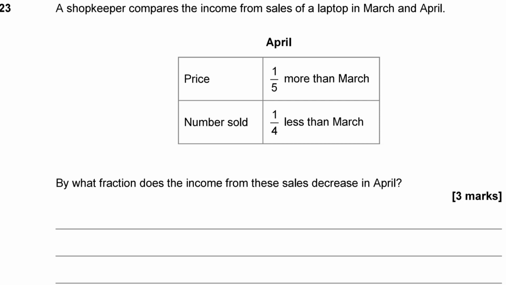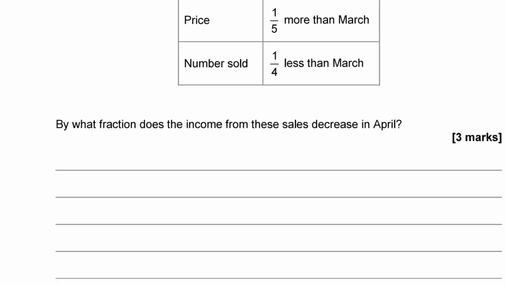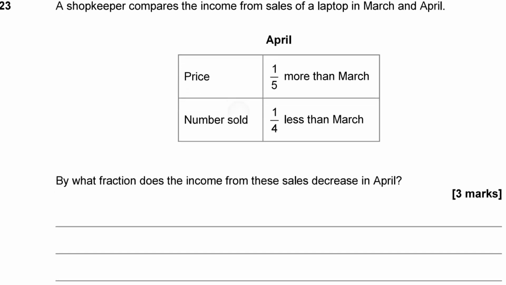Okay, so we're not sure what the price is here or the number of units sold. So let's just say that in March the price was 1 and the number sold was 1. So then in April it's going to be 1/5 more than in March. So that is 1 plus 1/5, which is 6/5. So the price is going to be 6/5 in April. And the number sold is going to be 1/4 less. So if you've got a whole one, you take off 1/4, you're left with 3/4.